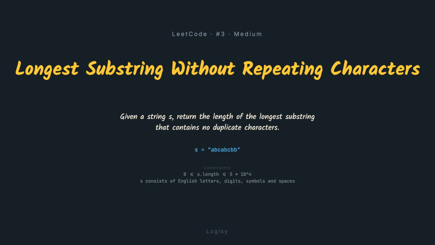Here's a question. You have a string of characters. What's the longest chunk you can cut out where no character appears twice? Take abcabcbb. The answer is 3. But how would you find that systematically?